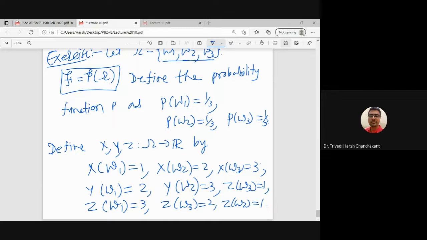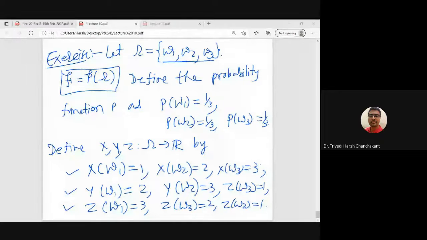So these three functions are different. Why are they different? Because at w1 the first function takes value 1, the second function takes value 2, and the third function takes value 3, that is, Z(w1) is 3. But their range is the same. Range of X, Y, and Z is 1, 2, and 3.